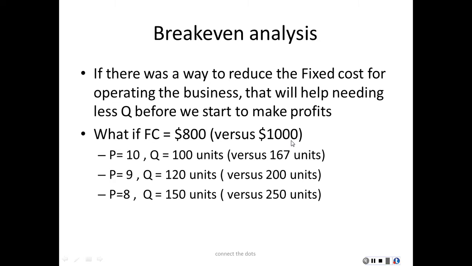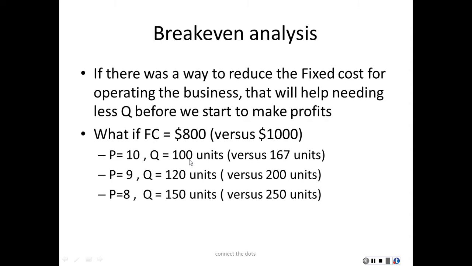Now, in this situation, what you see in the parentheses is the fixed cost of 1,000, and over here you see if the fixed cost would be 800. If I change the price, at a price of 10, which was the baseline, at $1,000 per month fixed cost, we have to sell at least 167. At 800, if I can find a way to lower my fixed cost, maybe less rental, less utilities, then I only need 100 to break even.